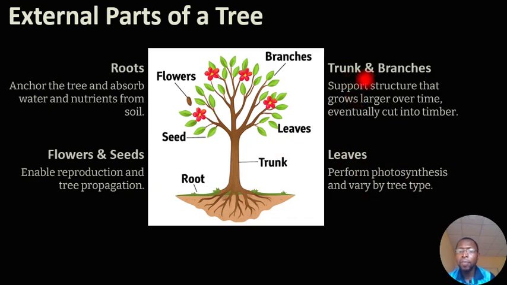And then we have the trunk and the branches. This one here is not as strong. The one that is vertical is the trunk, and the ones that turn right or left, those are the branches. So this gives a support structure to the tree and grows larger over time before eventually it is cut into timber that we refer to as wood. All right, so this is the external part of a tree.